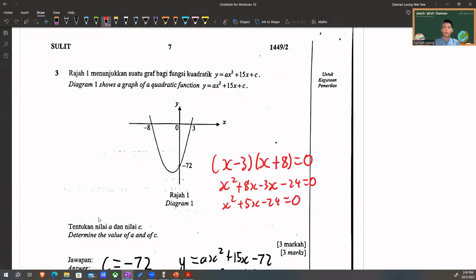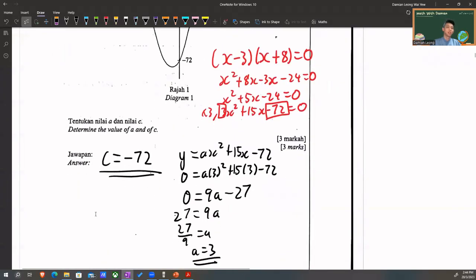But you see this minus 24, but I need it to be minus 72. So to change 24 to 72, I times 3. Then it becomes 3x squared plus 15x minus 72 equals 0. Then I can compare this and this. Yeah, but I feel that is actually the harder way.